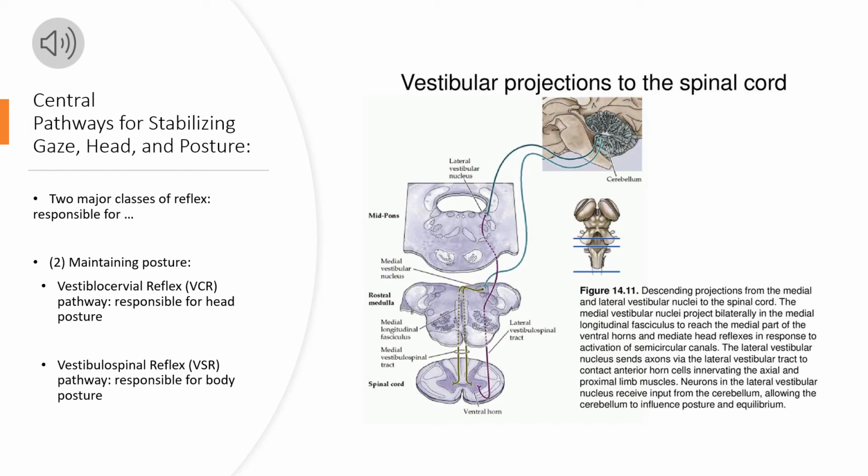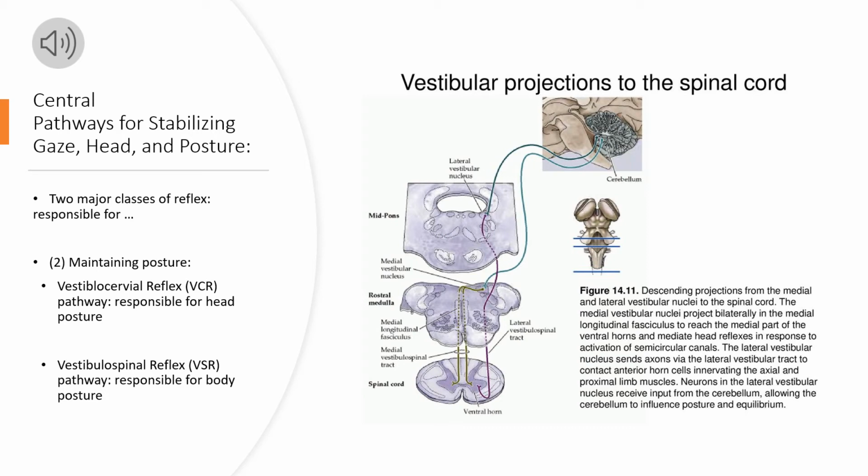The vestibular system's second major reflex is responsible for maintaining posture. Posture of the head is mediated by the vestibulocervical reflex, the VCR, and the posture of the body is mediated by the vestibulospinal reflex, the VSR. In the VCR pathway, axons within the medial vestibular nucleus descend in the medial longitudinal fasciculus to reach the spinal cord. Stimulation in the semicircular canals in response to head rotations causes reflex activity in the neck muscles to regulate head position.